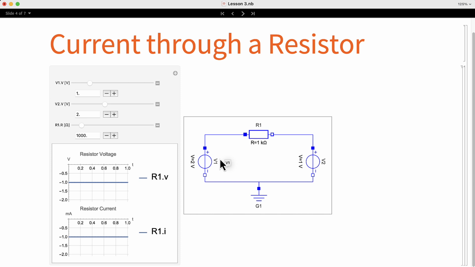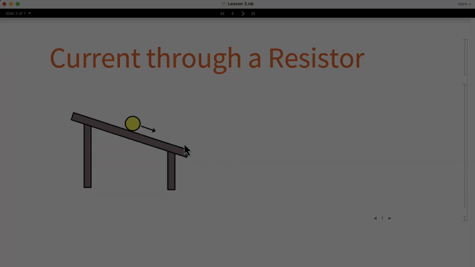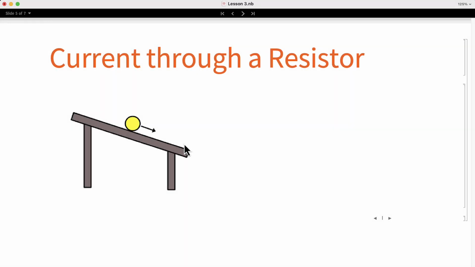In this simulation, the voltages and currents are measured from the blue terminal to the white terminal. And a negative current means that the current flows from the white to the blue terminal. One analogy that we can use to understand this behavior is the following. Imagine a slanted table like the one in the drawing. If we place a ball on top of the table, the ball will roll towards the end of the table. The height of the table represents the voltage, and the ball experiences a push that depends on the difference of heights of the two extremes.